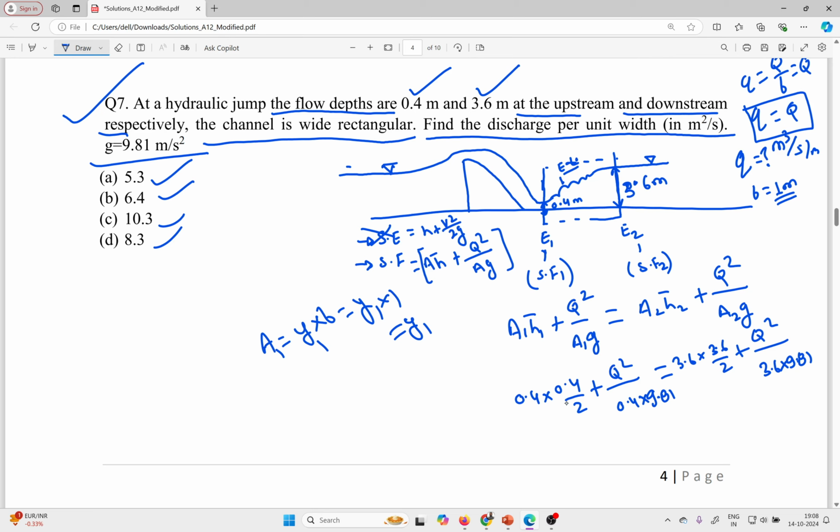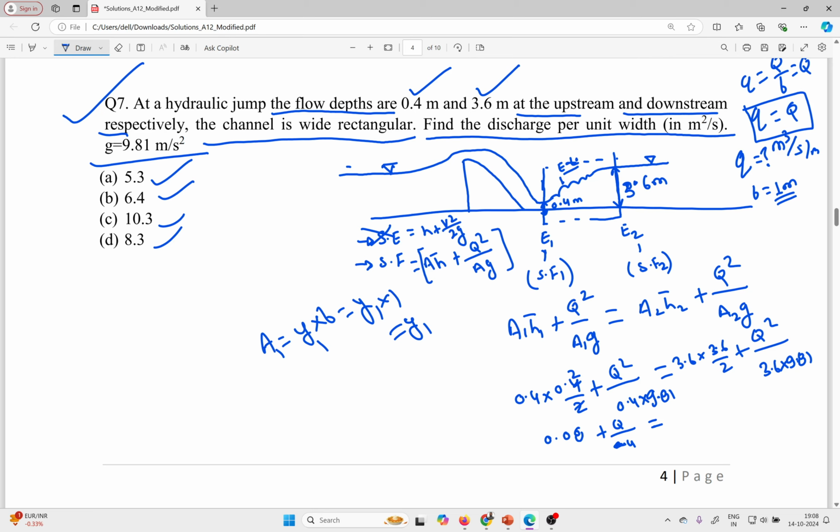Now this will come around 0.08 plus Q square divided by 0.4. If you consider g as 10, then 10 for the 0.4 will come 4, just for the sake of simplicity. Or let me calculate, because I have a calculator, so I can calculate.